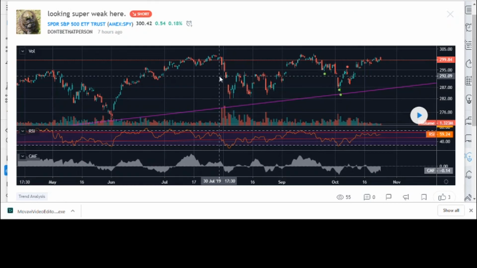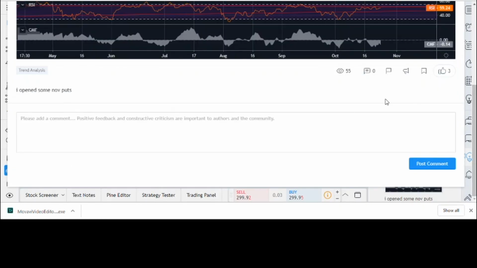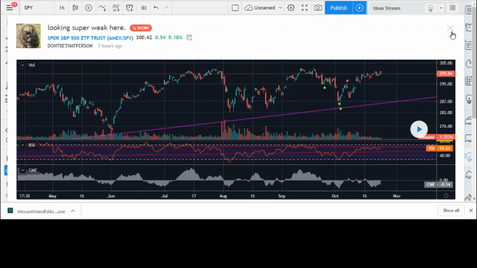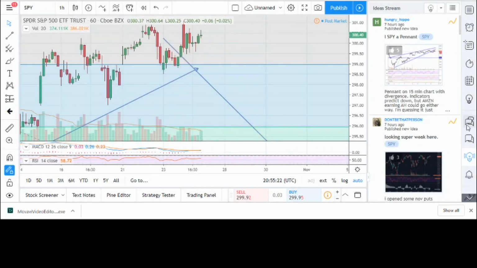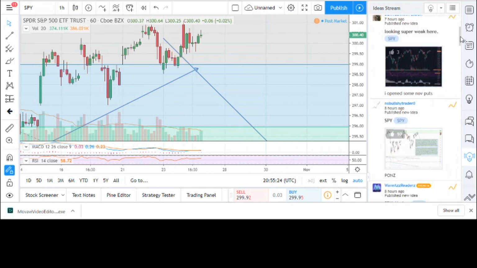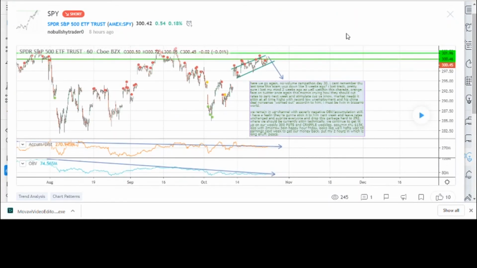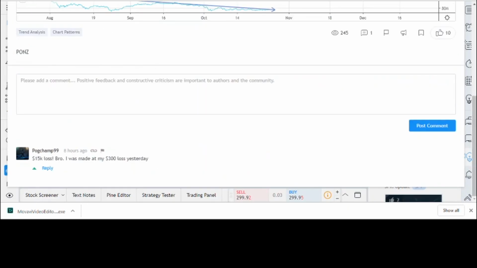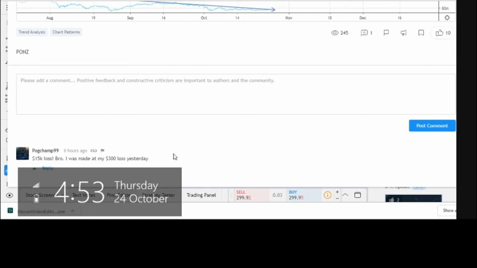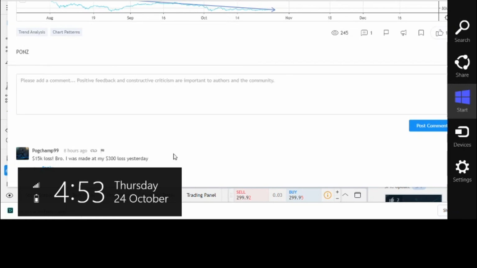Looking super weak. This guy says the market needs to be shorted. I completely agree with this guy, and he would have given some reasons. He says he opened some November puts for the options. Then we go to the next one and see what the other person is saying. There's another guy who also says to short the market. He has given a lot of description which is very tiny and I'm not able to read it. And another person says 15,000 loss, bro. I made a $300 loss yesterday. Oh my goodness, that's scary for him for sure.